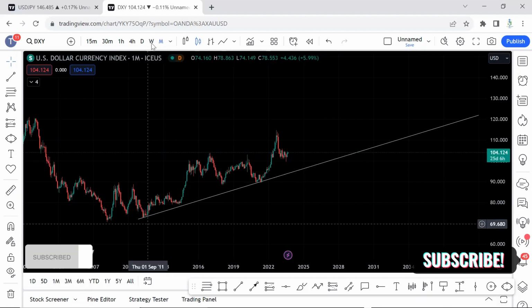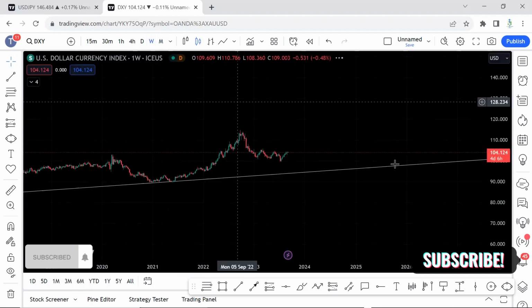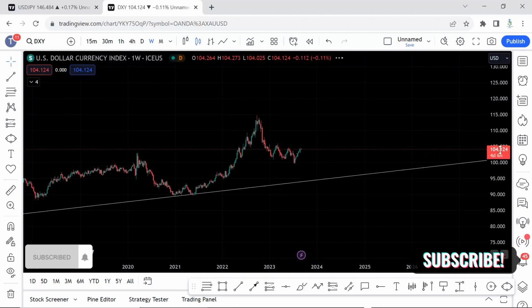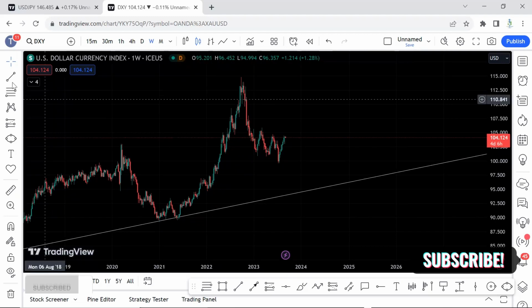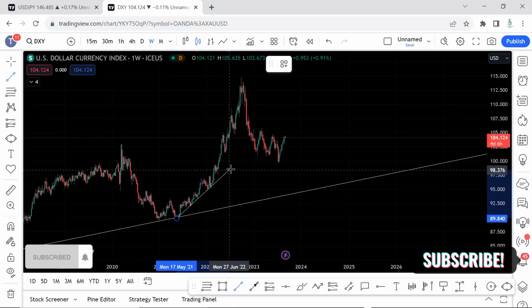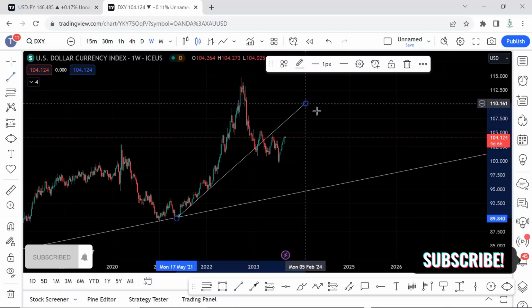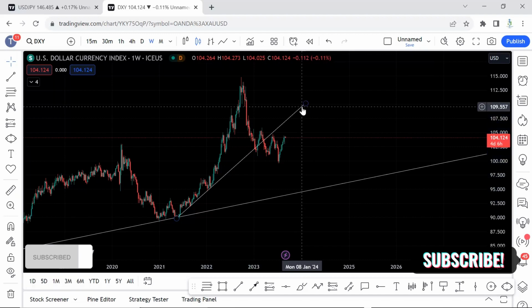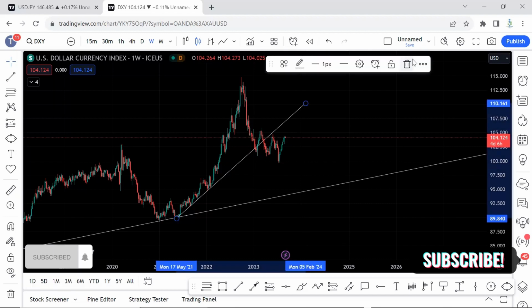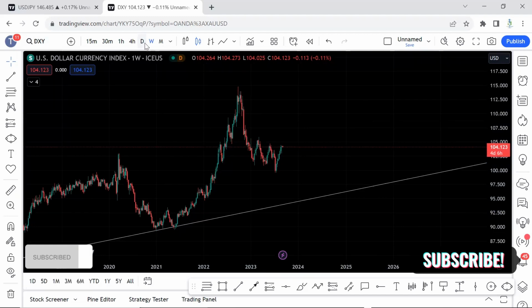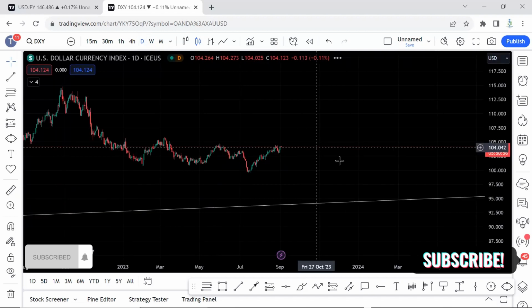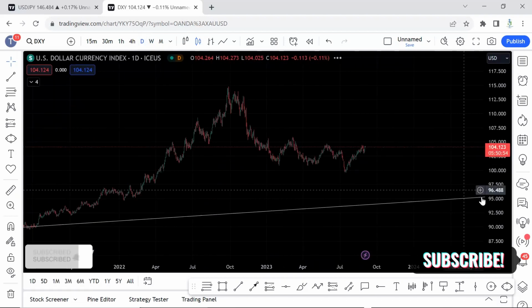Now let's go to the weekly and see if there's any trend line. Is there any trend line here in the weekly? No, I can't see a trend line here. Because a trend line here is no longer relevant, it's no longer valid to the current chart. So I'm deleting it. There's no trend line here. Move to a lower time frame. Is there any trend line?